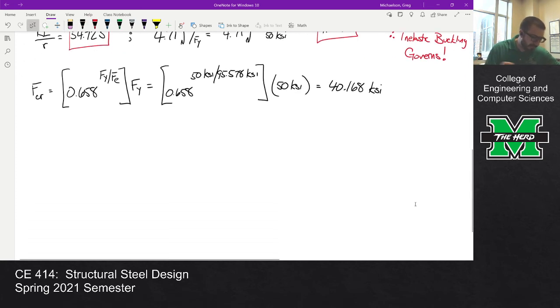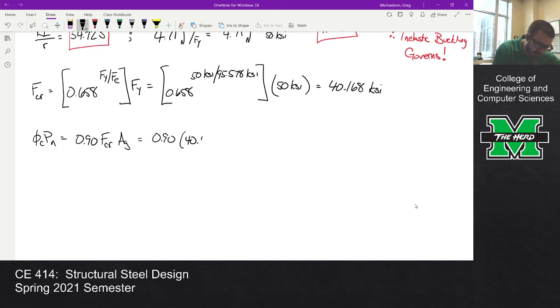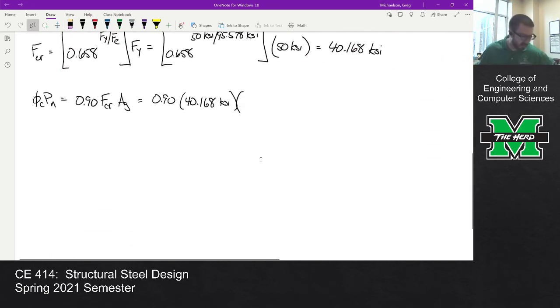And so now we've got phi PN, which is just 0.9, that's phi, F critical, and then AG. So that's 0.9 times 40.168 KSI. And then AG, what was AG? I'm going to have to scroll up here. 26.5. Thank you very much. 26.5 inches squared. And that gives us a phi PN of, we'll leave you with a kip value. You're exactly right, the phi PN will be in kips because that's what you're trying to figure out: how many kips this section can hold up, or what's the force. And so that's kips. All right, anybody have an answer for that?